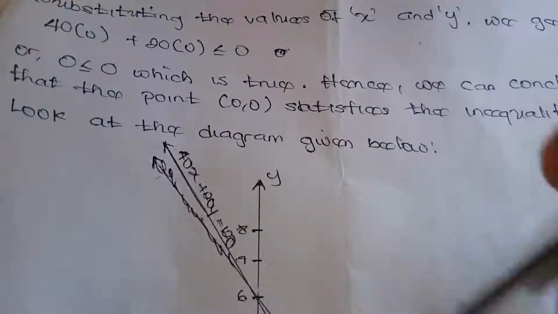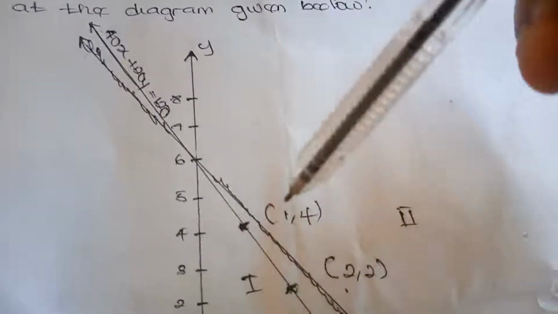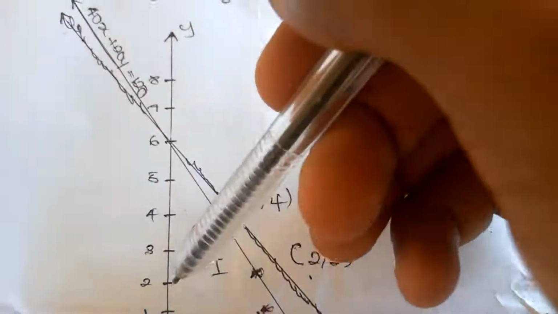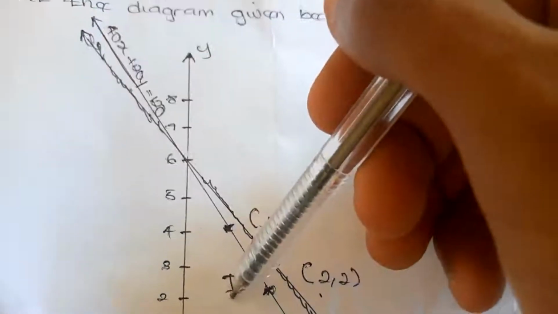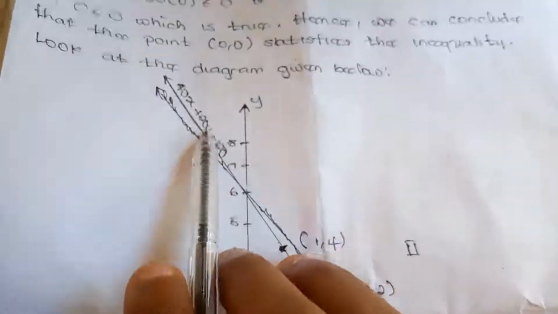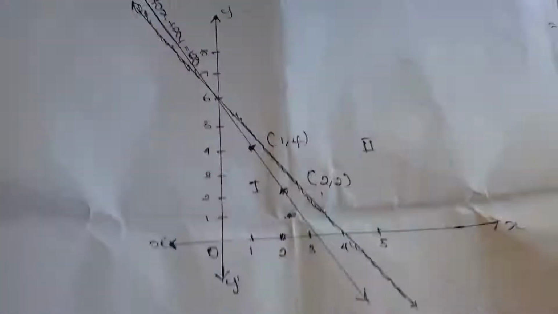Forget this line I cancelled. Look at the major line here. It came down. This is 1 to 4, a dotted line down here. And we have 2 to 2. So the line crossed through these 2 points. Our left half plane, our right half plane. When everything is 0 and 0, our dark line came again here to represent 40x plus 20y equals 120.